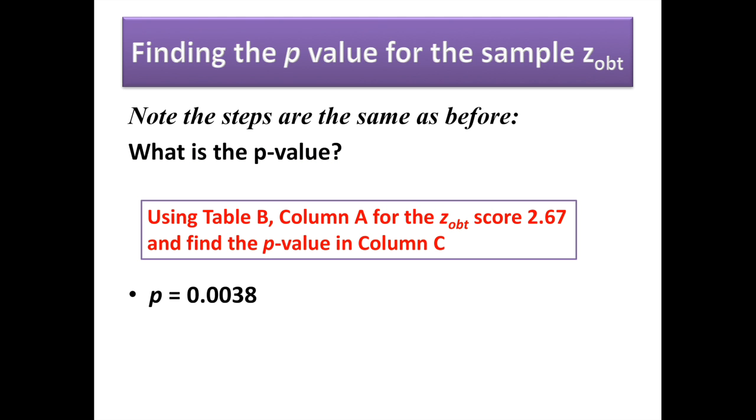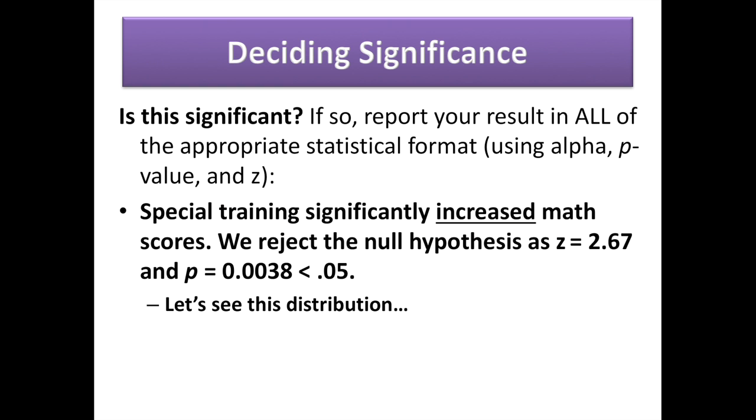Okay, p-value 0.0038. So we still have a z obtained of 2.67. Is it significant? Absolutely. Special training significantly increased reading scores. We reject the null hypothesis as z equals 2.67 and p equals 0.0038, with alpha still set at 0.05. So take a look at what it looks like next.